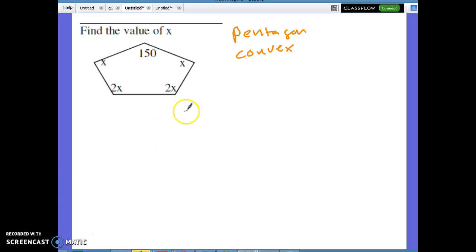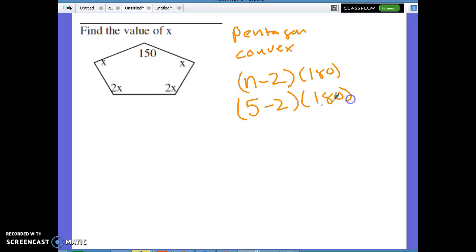So, all right, now that you've paused the video, you should know, first of all, that since we have a convex pentagon, we can use the equation to figure out the total interior angle measure is n minus 2 times 180. From that we know, since the pentagon n is 5, simplify 3 times 180, which would be 540. So we know the total is 540. I think you guys have seen enough that you can set up this equation and solve for x.